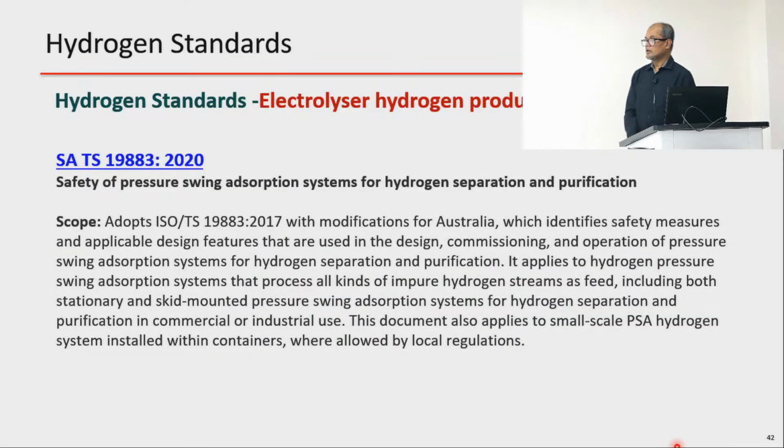I mean to ensure that they actually do consider everything. Now here are some of the things that I mentioned here. So it's not only for Australia, but some of it is quite common for other countries as well. So for example, this one is dealing mainly with pressure swing adsorption systems for hydrogen separation and purification.